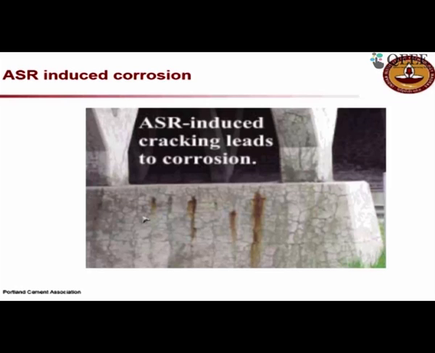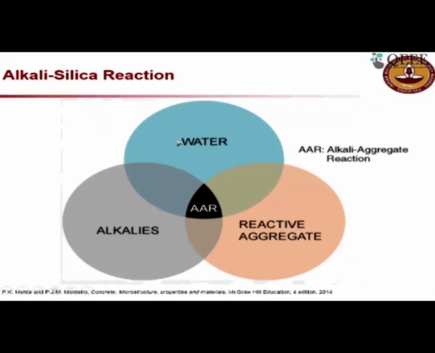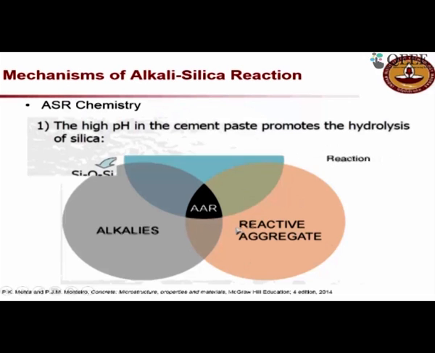So these are the chemical attacks which we discussed earlier. We must have good design and good practices at site, so that ASR, sulfate attack, acid attack, all such problems are avoided, because these cracks can eventually lead to the corrosion of the steel. Again, all three elements are required: water, alkali, and reactive aggregates. If you use only non-reactive aggregates, then you can avoid ASR induced problems.